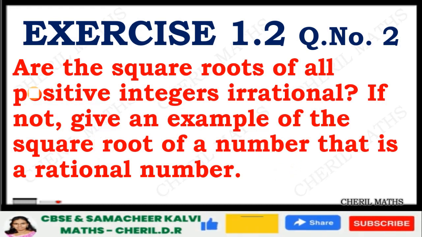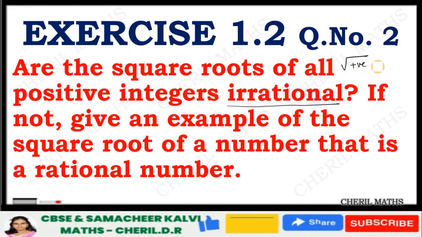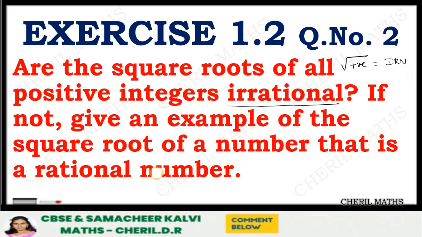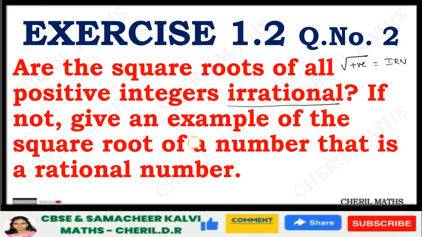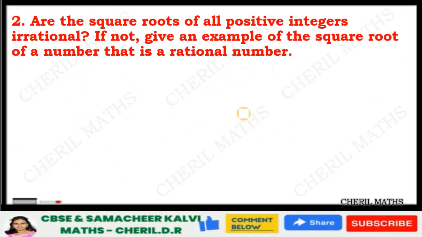So now let's read the question. Are the square roots of all positive integers irrational? Okay, positive integer, square root of a positive integer, is it irrational is the question. If it is not irrational, then give an example of a square root of a number that is a rational number. So they want us to find out if it is going to be irrational or rational. We are going to say if it is yes or no, and then we are going to give an example if the answer is going to be no.